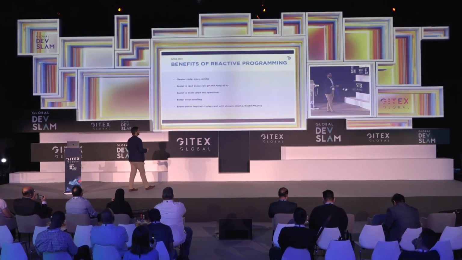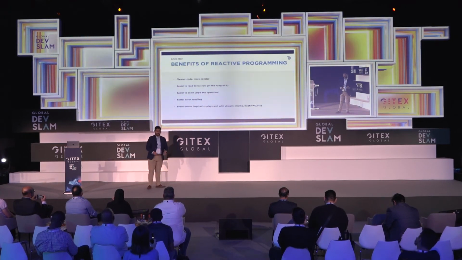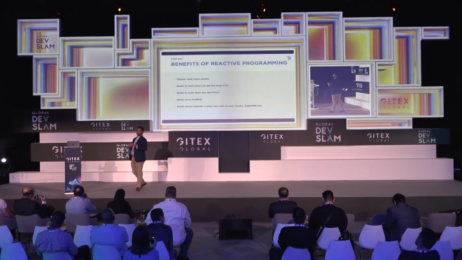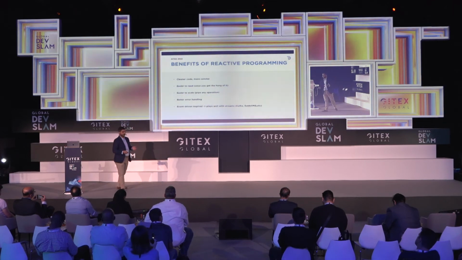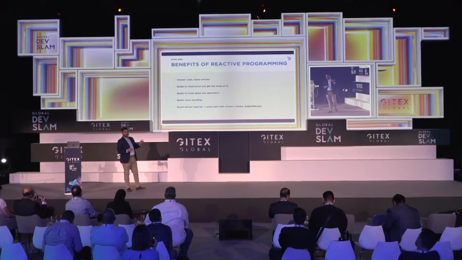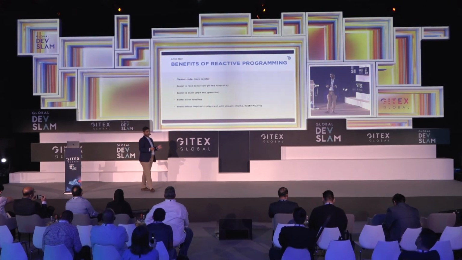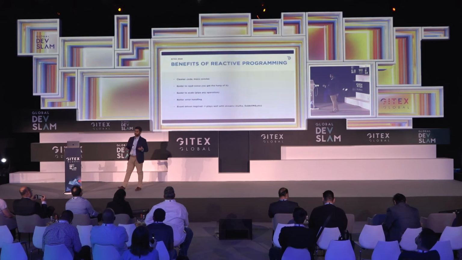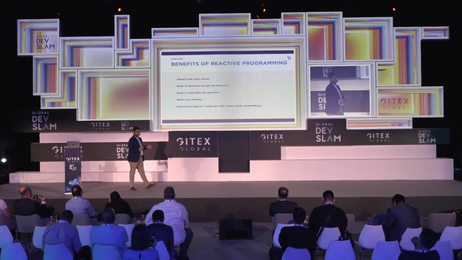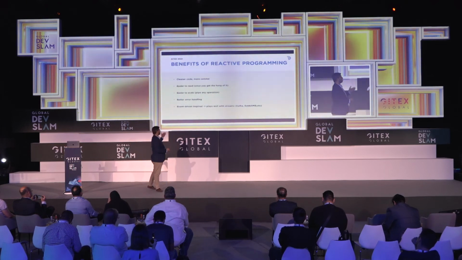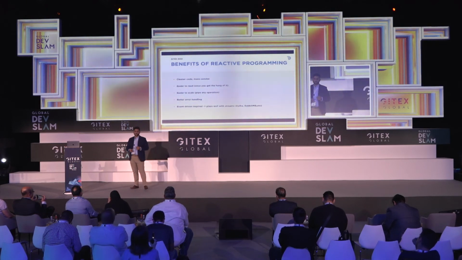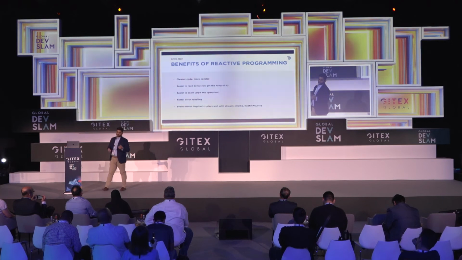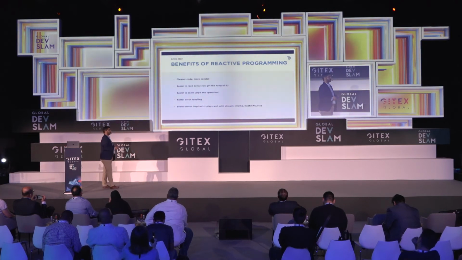Now I'll go over some benefits of reactive programming. In my opinion, reactive programming has cleaner, more concise code. It is easier to read, though that can be subjective. It's also easier to scale, and you can pipe in any operators. It provides better error handling, and since it's event-driven inspired, it plays well with Apache Kafka, RabbitMQ, etc.